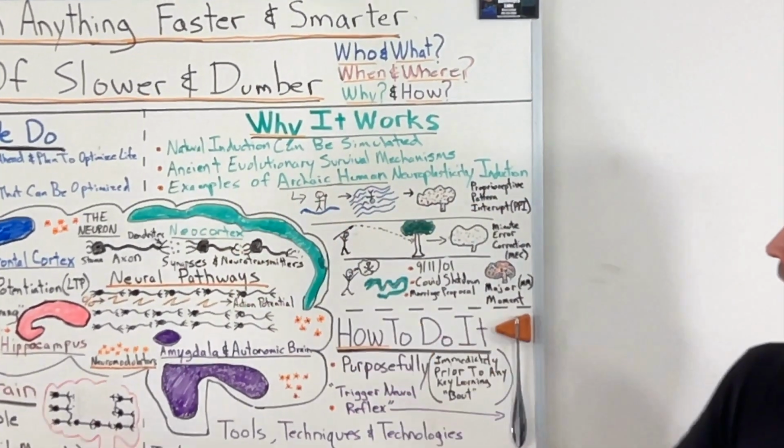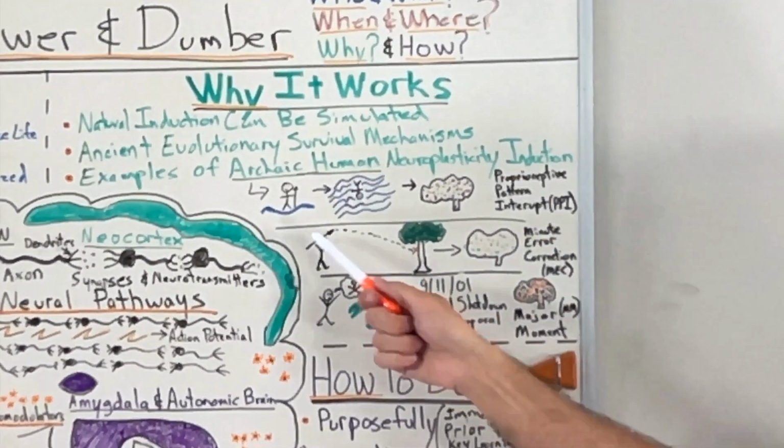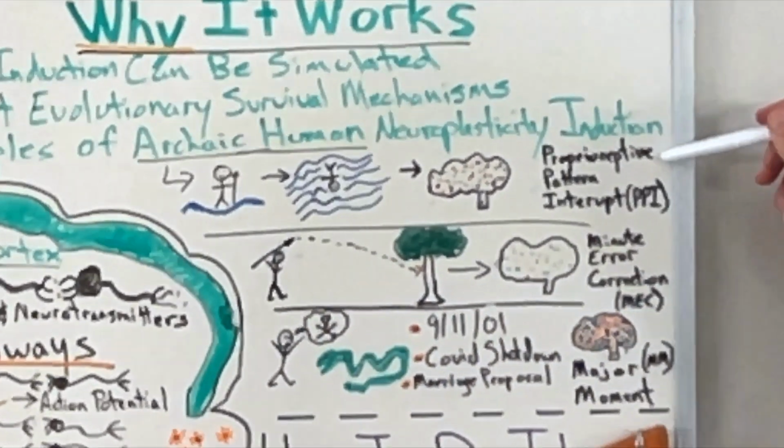There's examples from archaic humans that I wrote here. One of them relates to something called the proprioceptive nervous system.